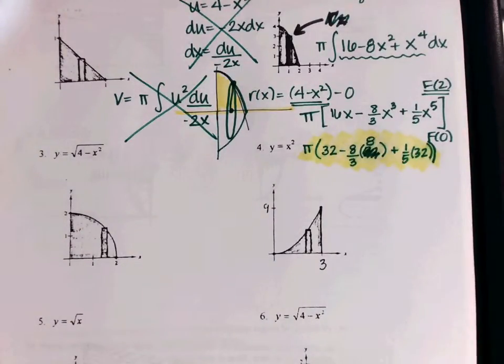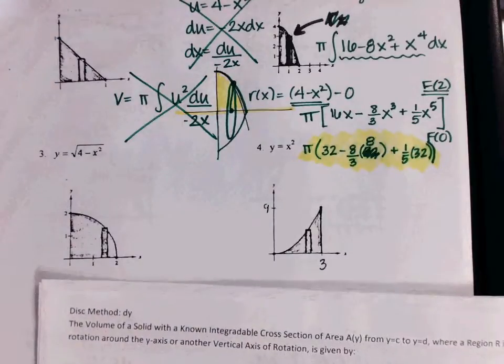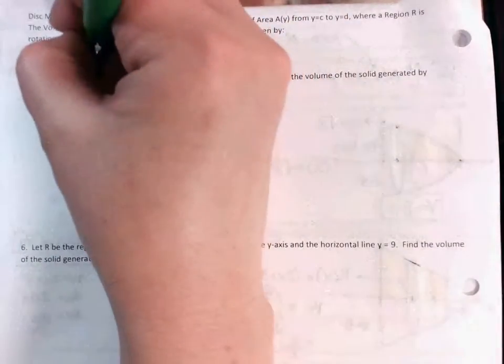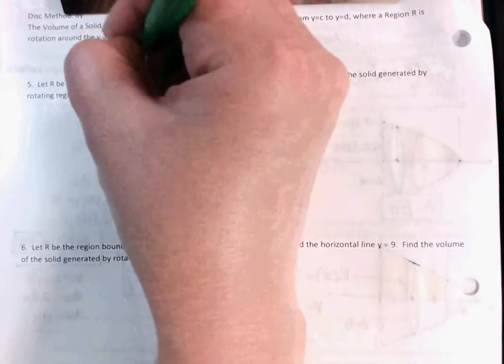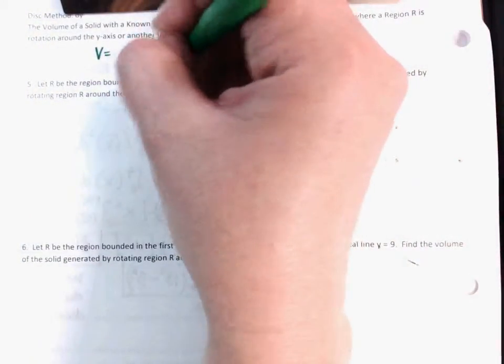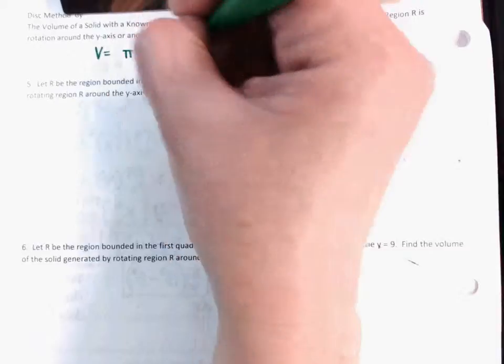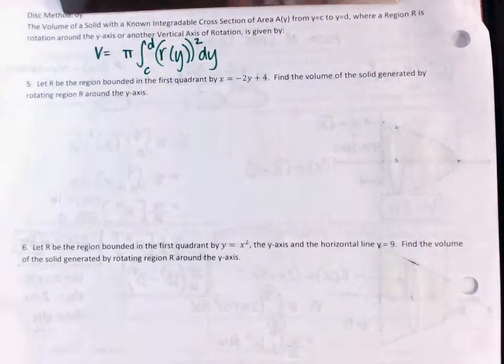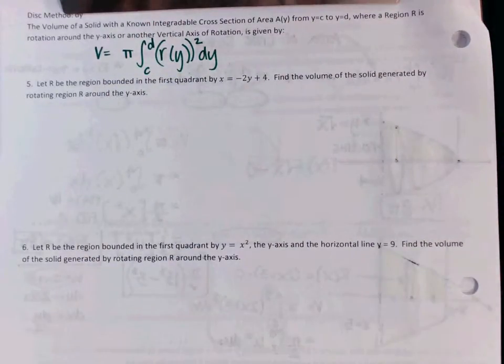So ready? And I can put this back up here if you don't have it yet. Alright, so we're going to have volume equals, this is back page of your notes, pi integral c to d of r of y, dy, squared. And remember, why is it pi r squared? Because anytime you're revolving, that middle shape is going to be a circle.